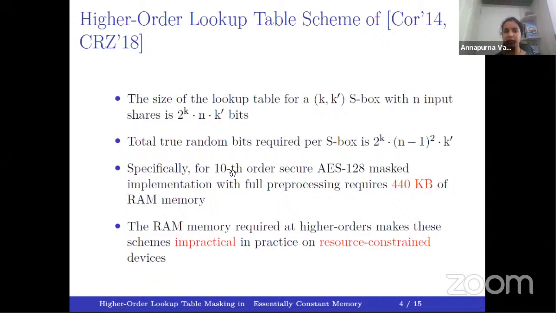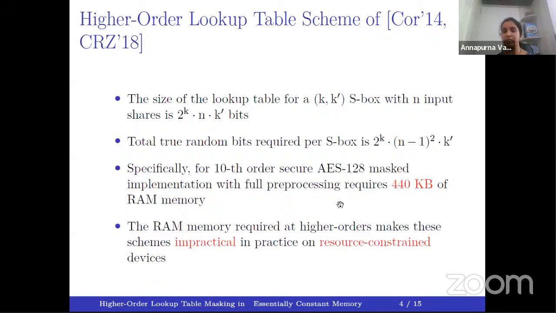If we instantiate this higher order lookup table scheme for a 10th order secure implementation with full pre-processing, what I mean by full pre-processing is that we make the lookup tables ready for the final lookup. There is some pre-computation required for the lookup tables before the final lookup. We pre-compute the lookup tables independent of the secret. If we go for a pre-processing approach, we need a memory of 440 kilobytes per AES 128 implementation.